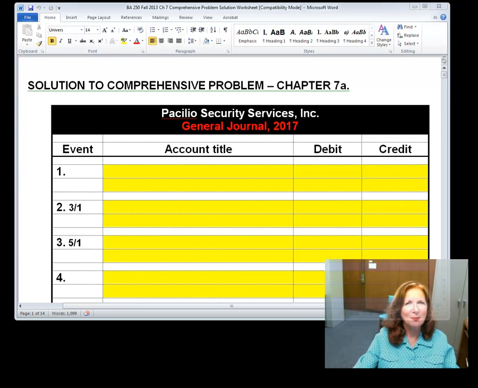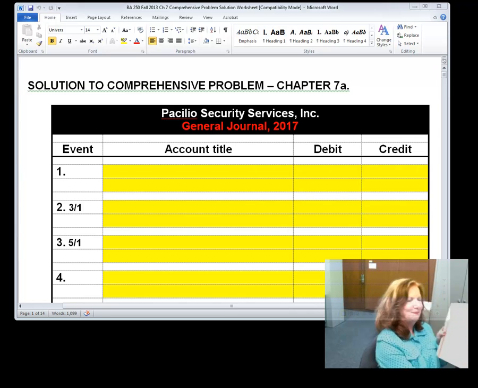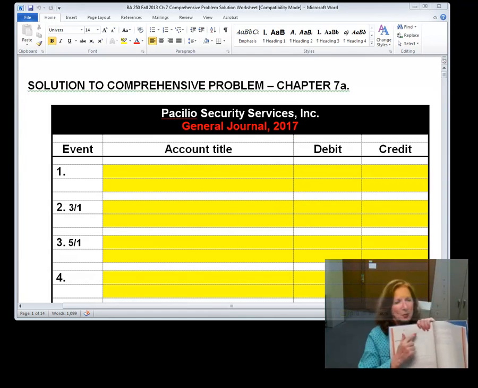Chapter 7's comprehensive problem. Chapter 7's comprehensive problem is found at the very end of the chapter work. It's on page 414 and 415. It's the same company that we've been working with week after week. It's a Basilio Securities Company. It has this preliminary trial balance in here that you need to work with.